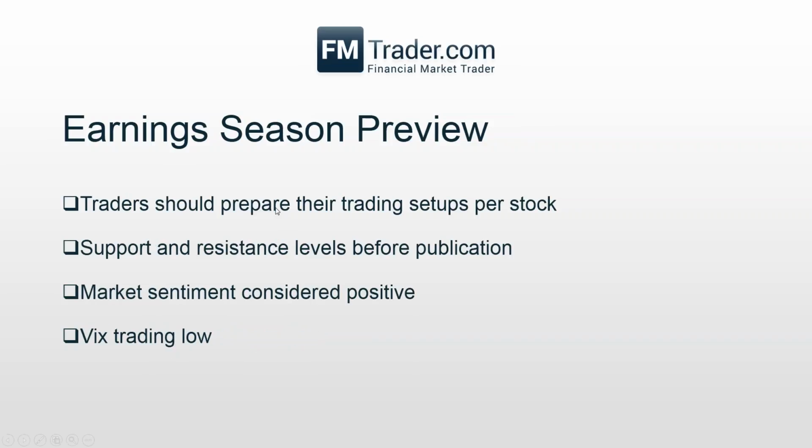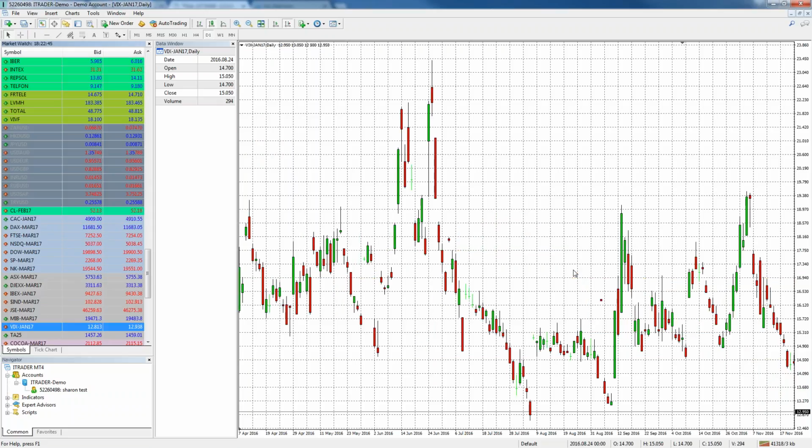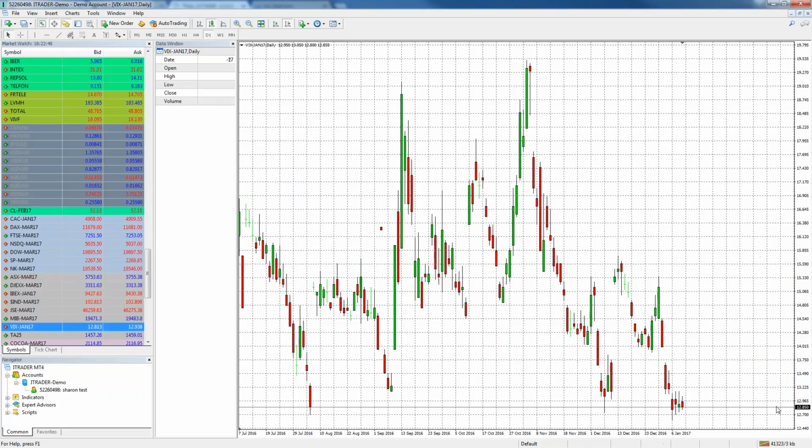Now traders should prepare their trading setup per stock as I just did. Support and resistance levels before publication. Put some key levels, support and resistance, the day before. Look at the index. Look at the VIX. Market sentiment is considered positive, VIX trading low. VIX is the index of fear. Right now it's trading down here at 13, oh, 12.80. Right now the market is going up like crazy. We don't have a lot of tension. If it's over 14, it means that we have a lot of tension, a lot of uncertainty. Right now we know where the market is going.